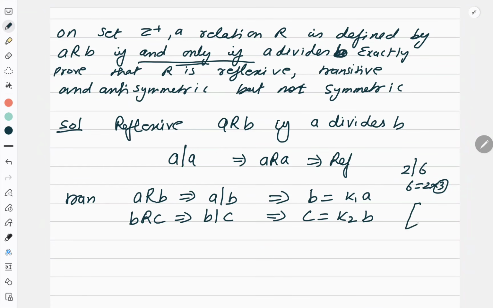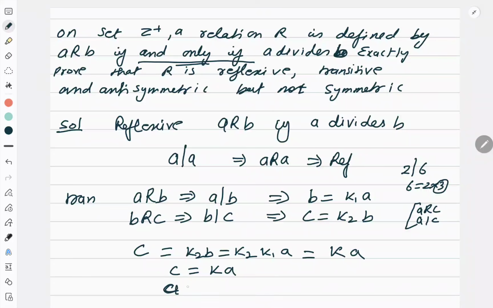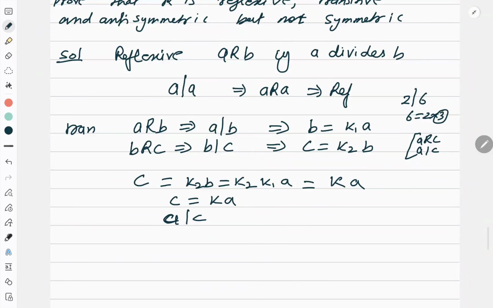Now you want to show that A is R related to C, which means A divides C, which means C should be written as some multiple of A. Right? So C is equal to K2 B. But what is B? B is equal to K1 A. And K1, K2 are integers, so I'll write K A. So what I got is C is equal to K A, meaning A divides C, meaning A is R related to C. So it is transitive also.